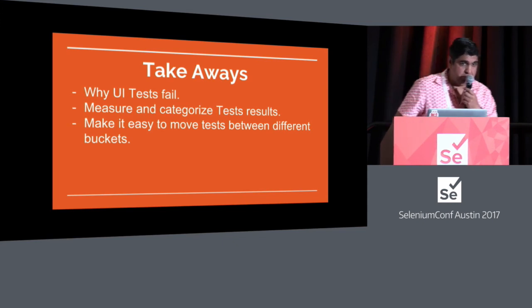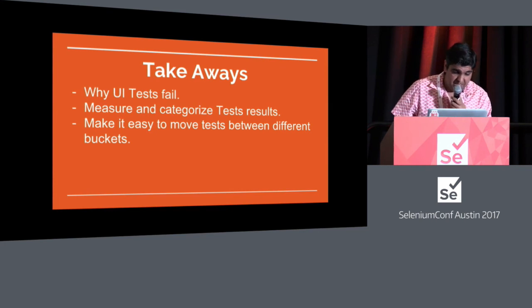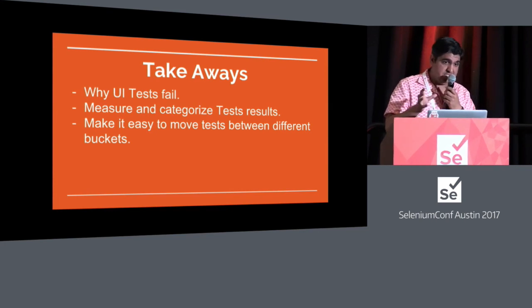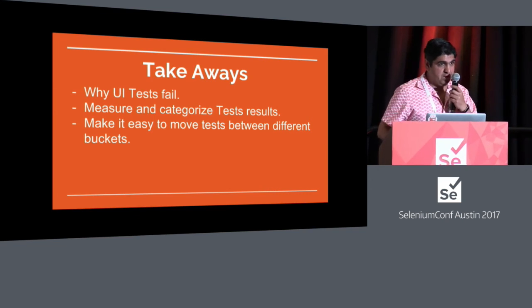Takeaways: I hope you have a better understanding of why UI tests fail beyond just badly written tests. Hope you can go back and start measuring and categorizing your test results, and then hopefully you can use the open source tool to move different tests between different buckets.